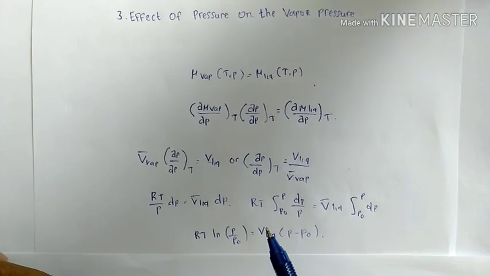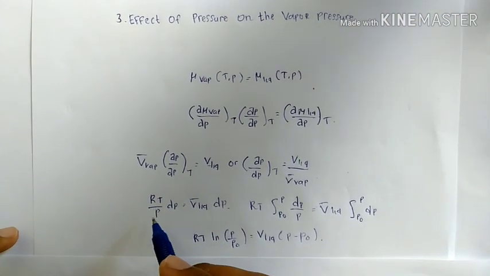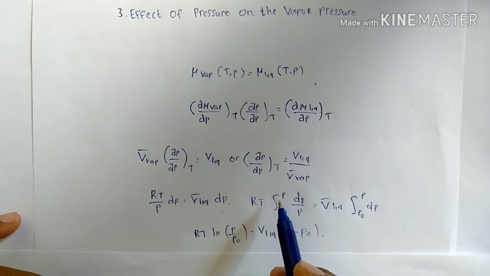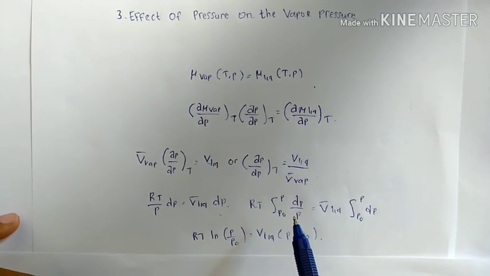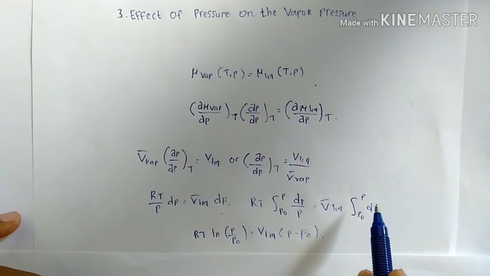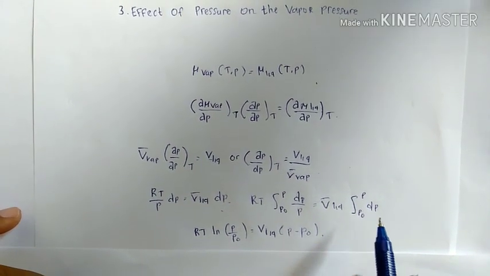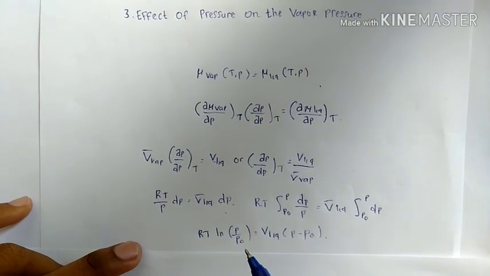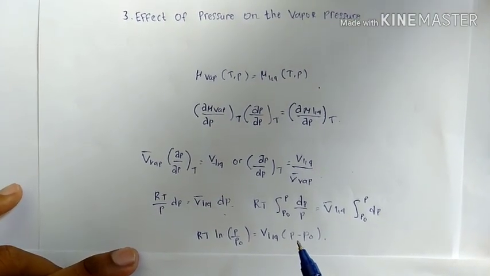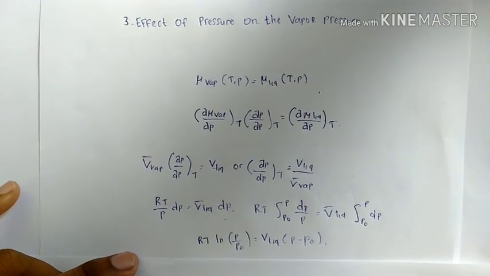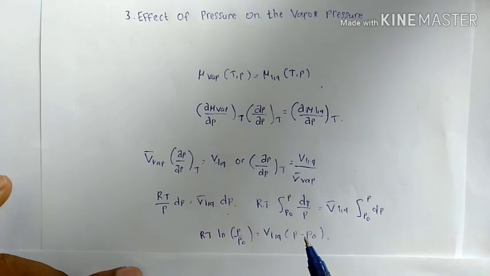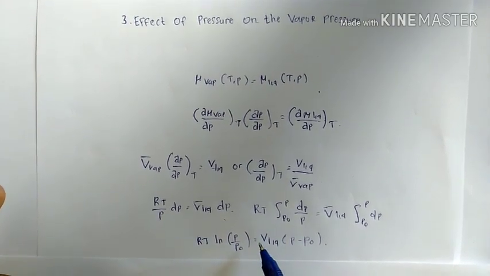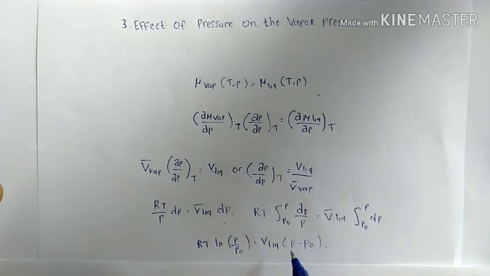If the vapor behaves ideally, RT/p times dp equals V_liquid times dP. Integrating, RT times the integral of dp/p equals V_liquid times the integral of dP, where p is the vapor pressure under a pressure P, and p0 is the vapor pressure when liquid and vapor are under the same pressure P0, the atmospheric pressure. RT ln(p/p0) equals V_liquid times (P minus P0).